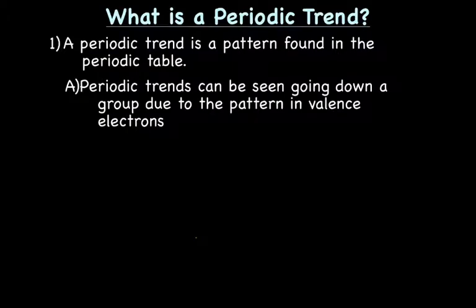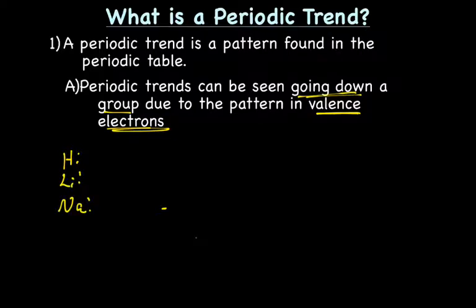Periodic trends can be seen going down a group due to the pattern in the valence electrons. Okay, so let's try that real quick just to make sure you've seen that. So if we try a few electron configurations for the group 1 elements, we'll do hydrogen, lithium, sodium.